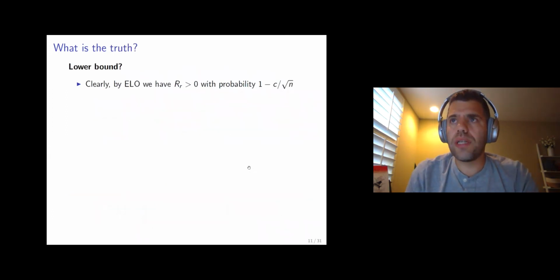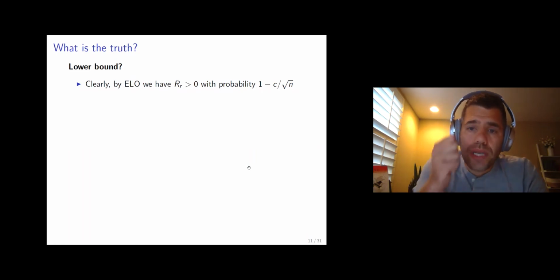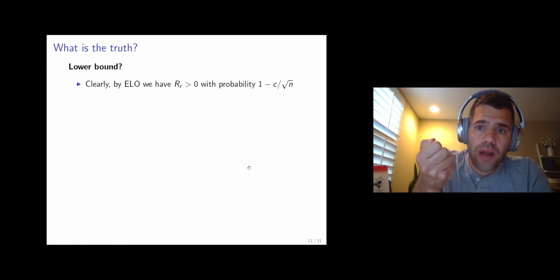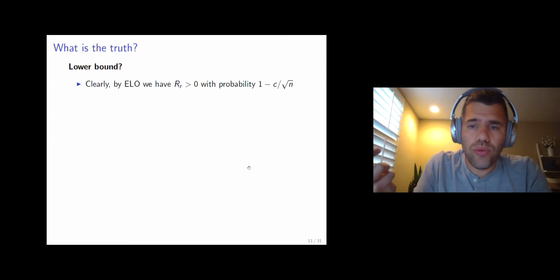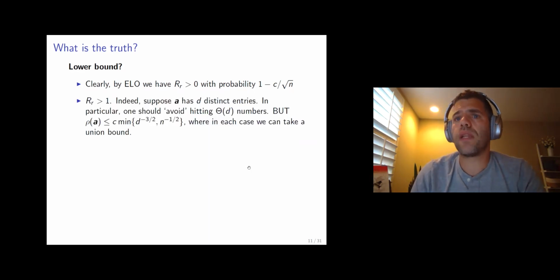So let's try to understand the bounds. Clearly, by the Erdős-Littlewood-Offord inequality, we know that this robustness is larger than 0, because if you give me some target R, the probability to hit R is little o of 1, right? So I need to make some changes in order to have a solution.